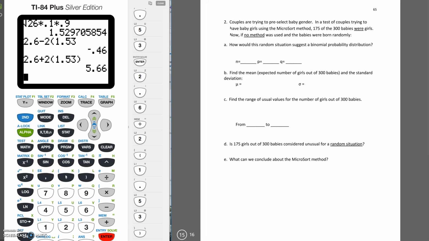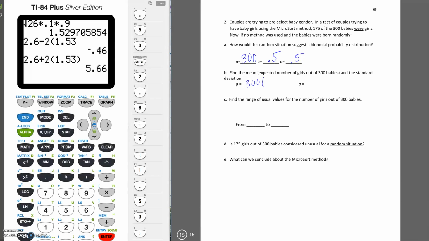Okay, we're going to look at another situation here. So it says couples are trying to pre-select baby gender. So couples are trying to get pregnant using IVF and making sure they get a girl. So it says in a test of couples trying to have baby girls using the microsort method, 175 of the babies were girls. So now if no method were used and the babies were born randomly, so if we're just talking about nature, we've got 300 babies. Our probability of having a girl would just be 0.5. And our q, the probability of not having a girl, would also be 0.5.